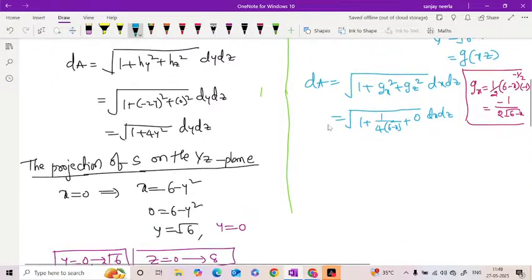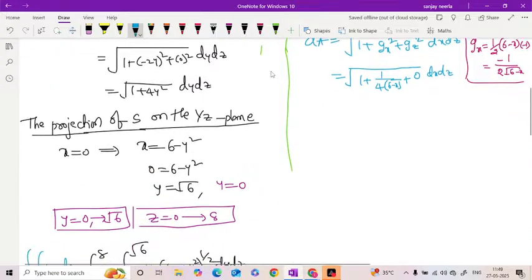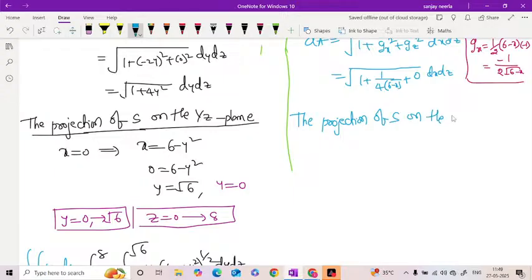Now next one, the projection of S on the xz plane.